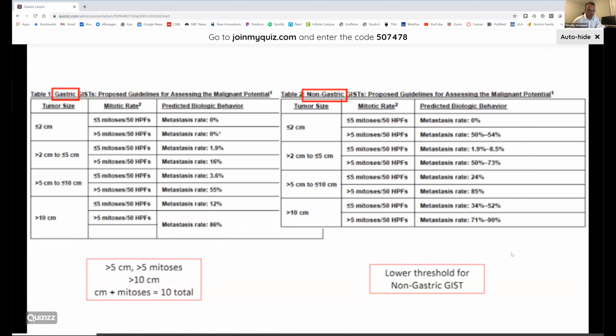And then the thing to keep in mind is just that the threshold should be lower for non-gastric GIST. So in this question, it was a jejunal GIST that had a really high mitotic rate, and it was 12 centimeters. Obviously this patient needs imatinib. So really the question is how long to give it. And the current guidelines are at least 3 years.